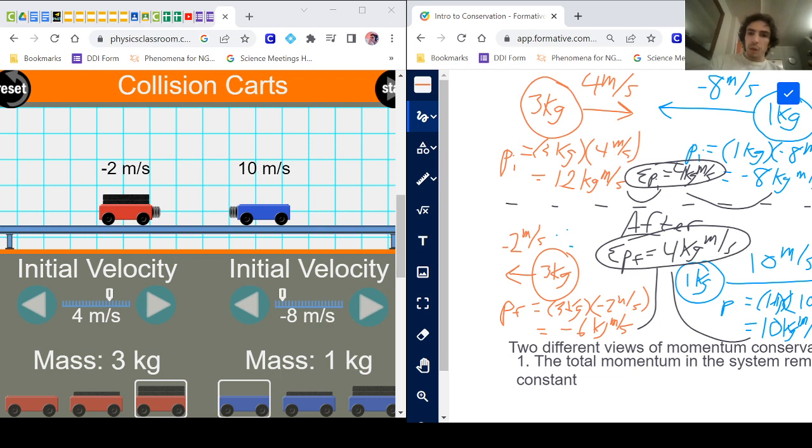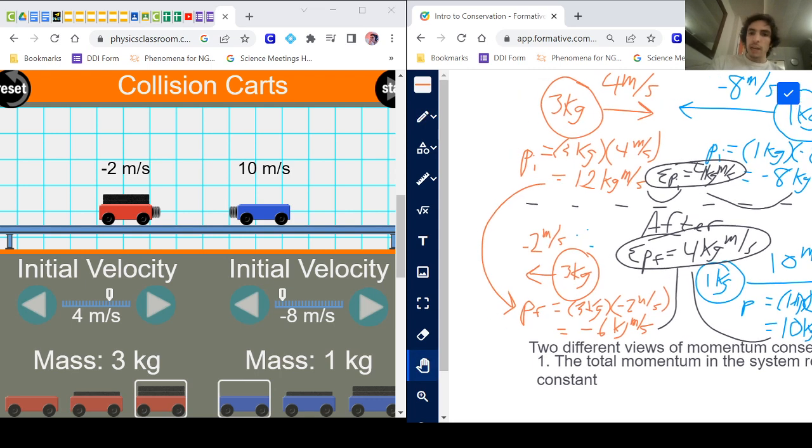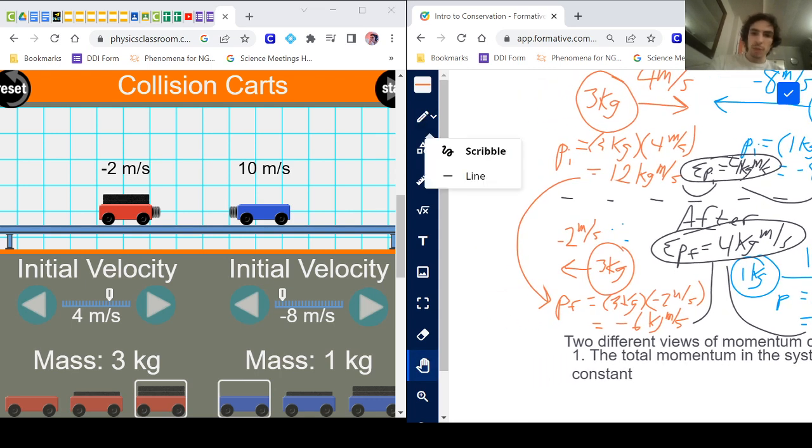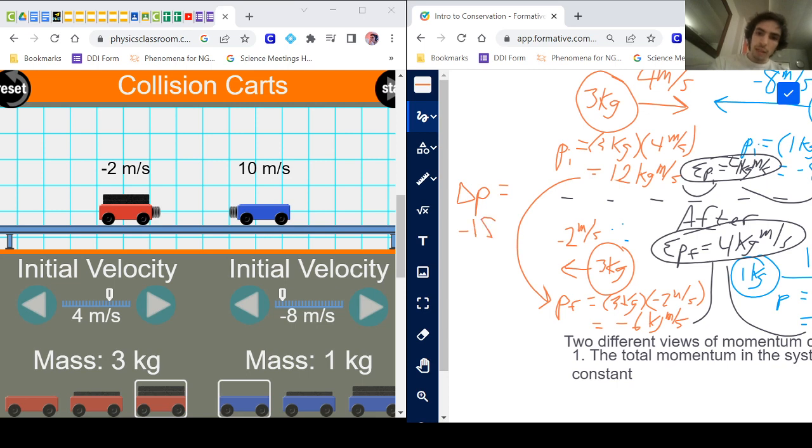This red object goes from 12 to -6 kilogram meters per second. And so if I think about the change in momentum, that's our delta P, that equals, to go from 12 to -6, we had to lose 18 kilogram meters per second. So that's the change in momentum for the red object from before to after. To go from 12 to -6 kilogram meters per second, it had to lose 18 kilogram meters per second.